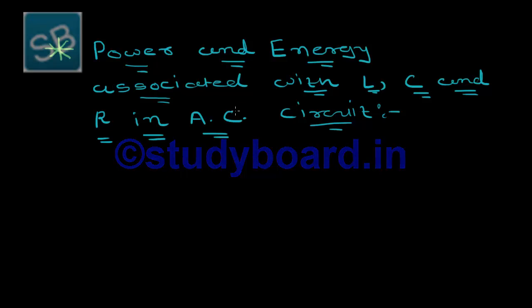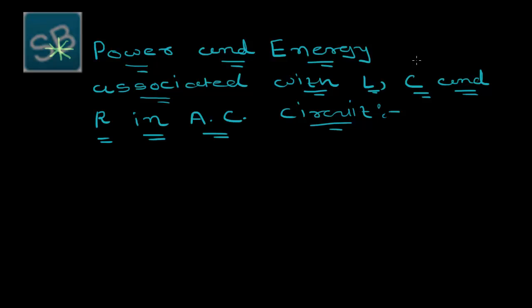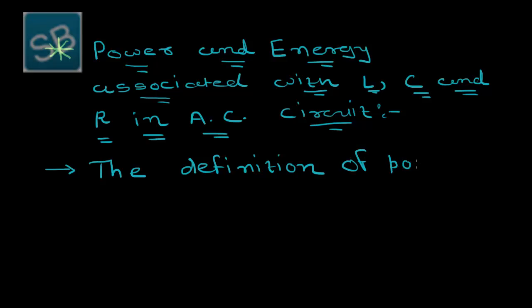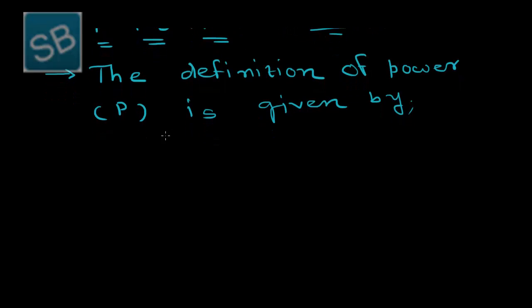Let's start the new topic: power and energy associated with inductor L, capacitor C and resistance R in an AC circuit. First of all, I am starting my analysis with the definition of power, which is given by the product of voltage and current passing through the circuit. So P is equal to V into I.